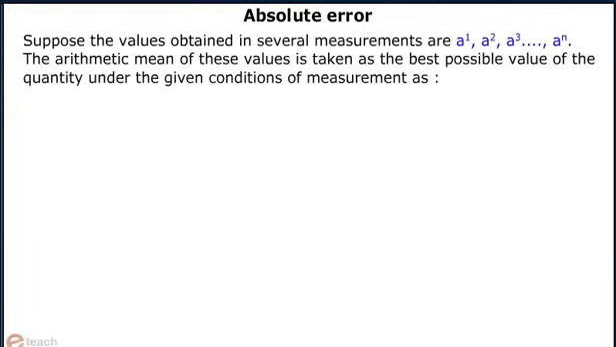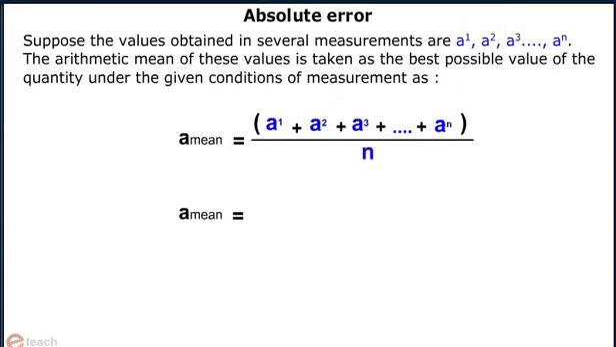Absolute error. Suppose the values obtained in several measurements are a1, a2, a3 till an. The arithmetic mean of these values is taken as the best possible value of the quantity under the given conditions of measurement. a mean equals a1 plus a2 plus a3 till an divided by n, which is also represented as a mean equals summation of ai, where i equals 1 to n, divided by n.